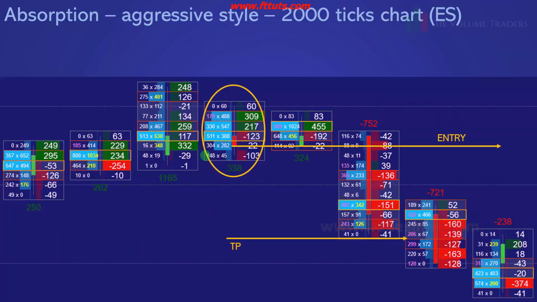There was a small drawdown, 1 point drawdown. We can see here 4 ticks, 4 price changes in this candle, and 4 ticks on ES is 1 point. So 1 point dollar drawdown, but then suddenly the TP was hit.